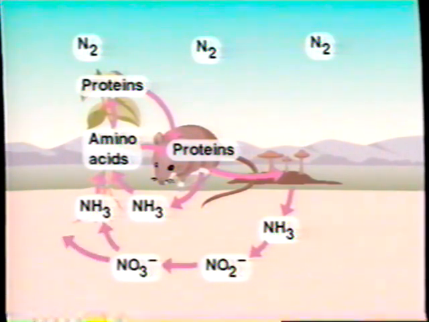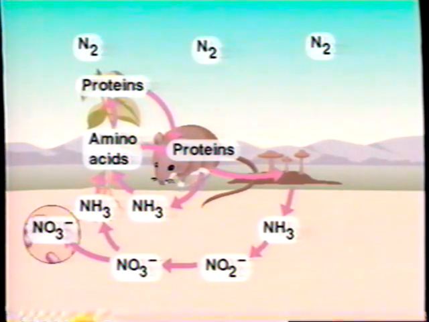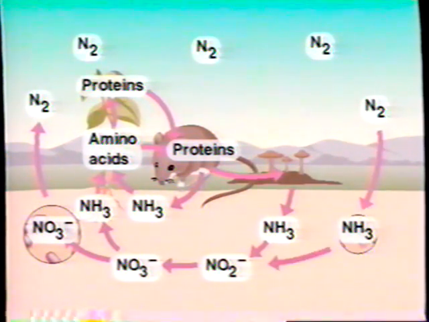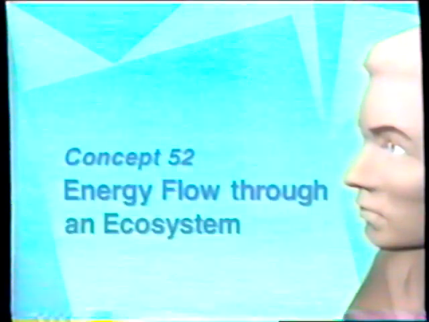A small portion of this cycling nitrogen is returned to the atmosphere by denitrifying bacteria, which use nitrate as a source of oxygen and release nitrogen gas. Nitrogen fixation serves to increase the amount of nitrogen available to plants.